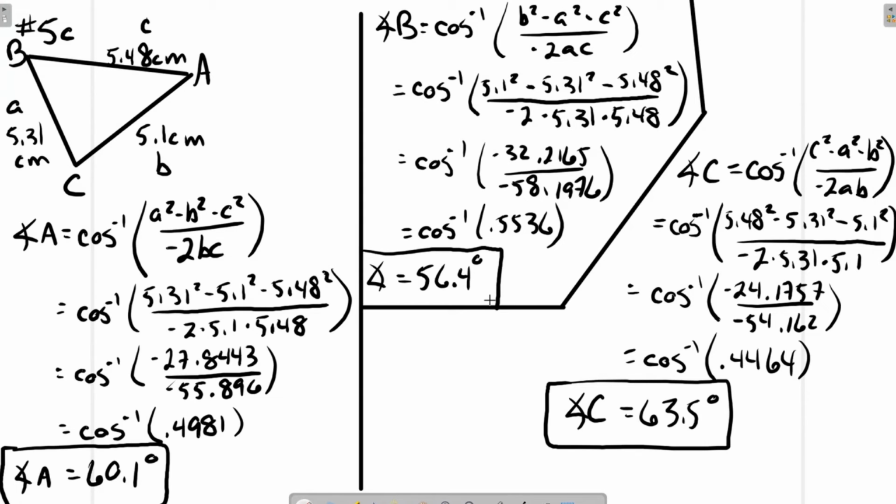And if we want to do a quick check, take 60.1 plus 56.4 plus 63.5, and we add them all up, and we end up with 180 degrees.